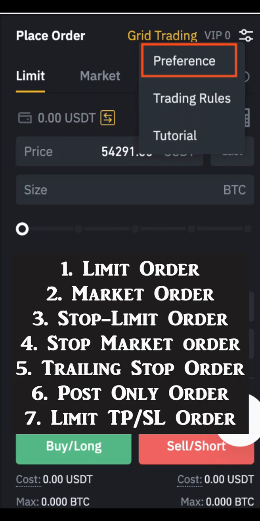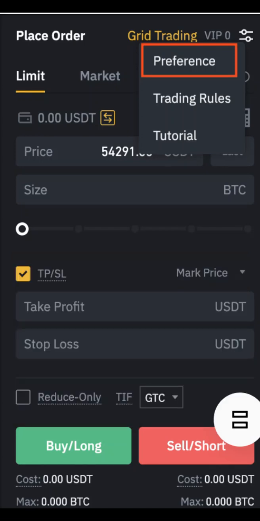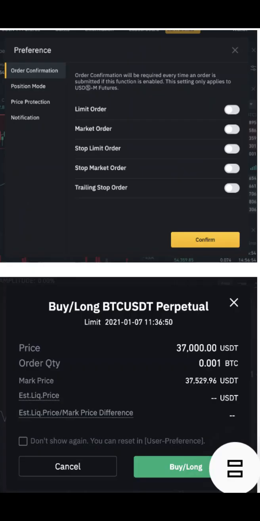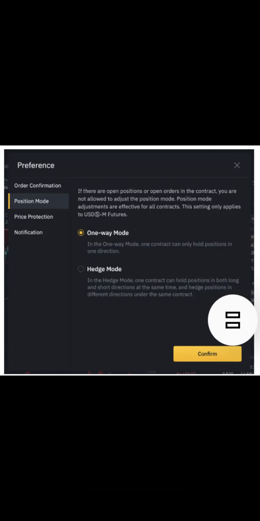Users can choose to enable various settings from preference before placing an order. Order confirmation. Once enabled, an order confirmation will be required every time an order is submitted. Position mode. You can select one-way mode or hedge mode for your contracts.